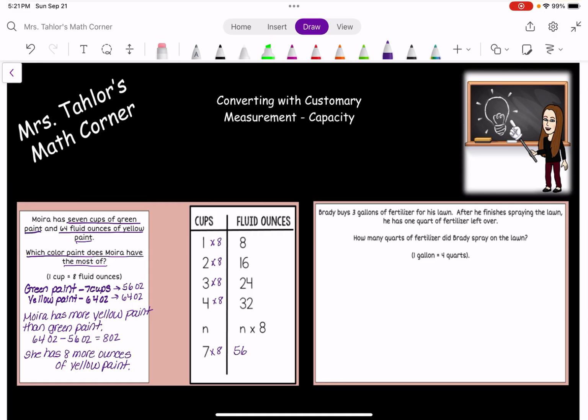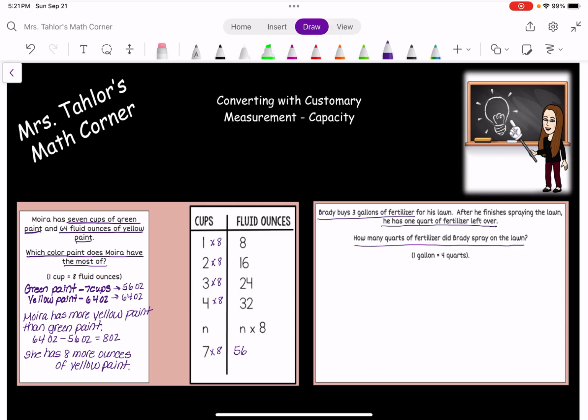So, I'm going to apply the same principles with my next problem. It says Brady buys 3 gallons of fertilizer for his lawn. After he finishes spraying the lawn, he has 1 quart of fertilizer left over. So I think it's important that Brady buys 3 gallons of fertilizer and that after he finishes spraying the lawn, he has 1 quart of fertilizer left over. How many quarts of fertilizer did Brady spray on the lawn? This is the question that we're looking to answer.